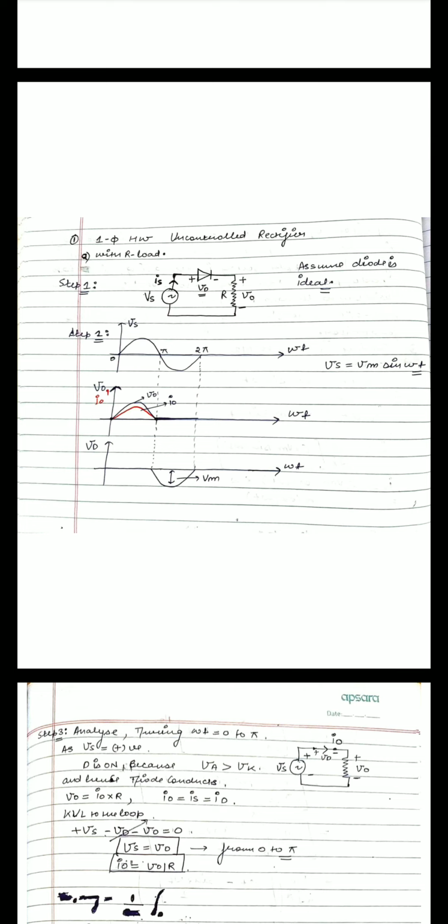As the name suggests, it is uncontrolled rectifier, means the switching device which is used in this circuit is nothing but a diode, as you can see from the diagram. Switching device used here is diode. Diode is basically uncontrolled device. Why?